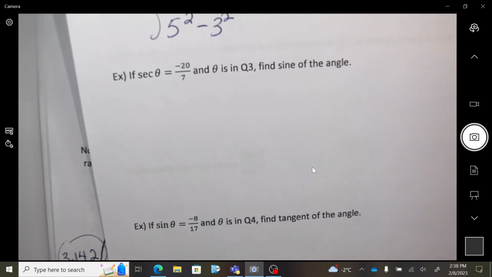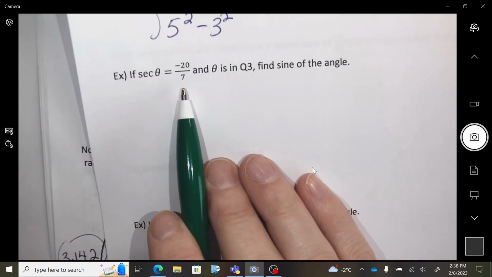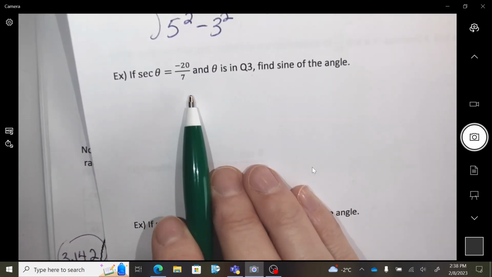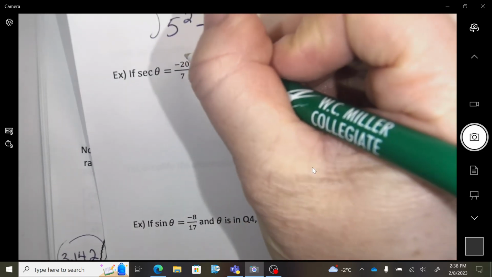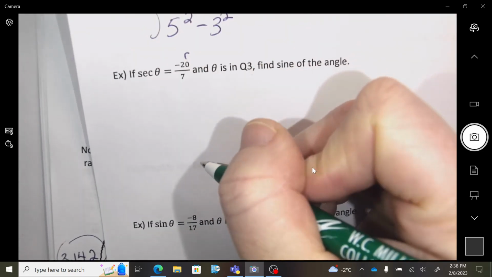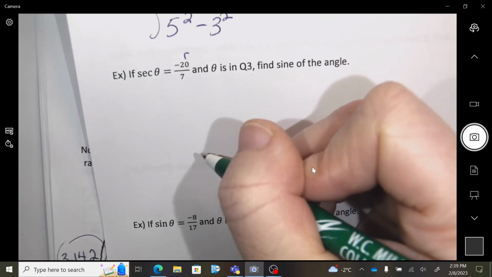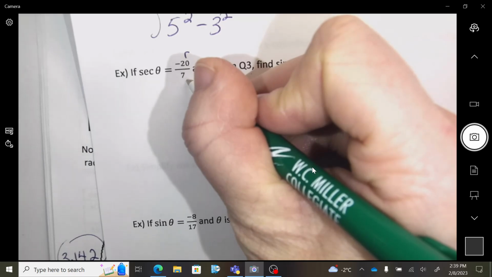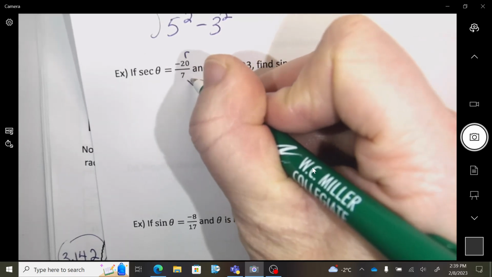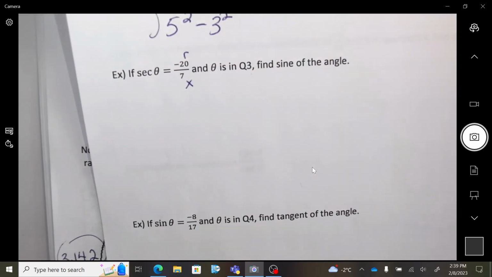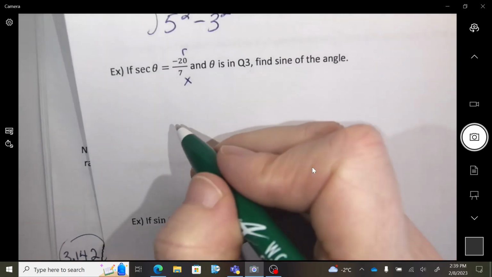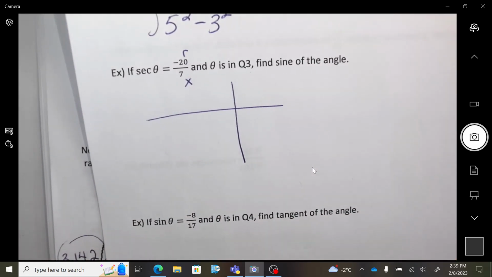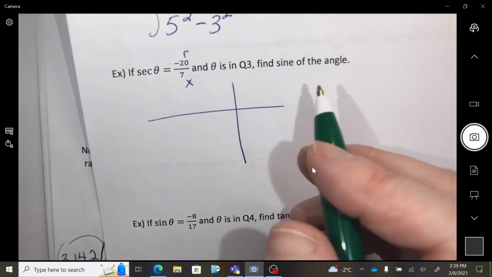Okay. Secant. It told me secant. Go to your formula sheet. Secant should be what letter and what letter? R and an X. You're looking at the wrong one again. R and an X. And it's in quadrant 3. Okay, this time, did I read it properly? It is in quadrant 3.